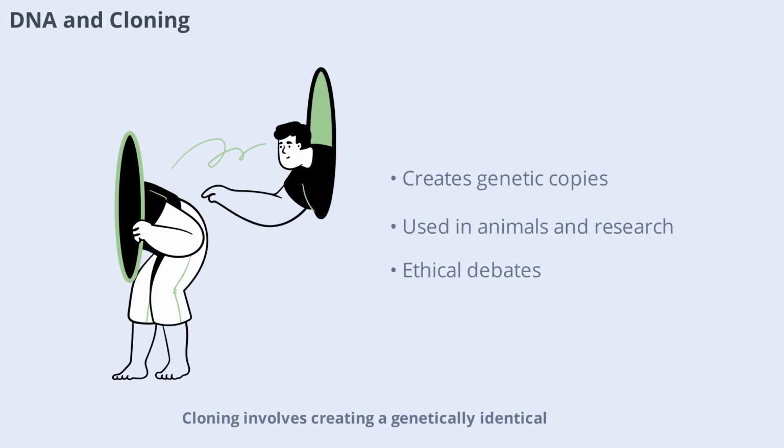Cloning involves creating a genetically identical copy of an organism using its DNA. This process has been used to clone animals like sheep and cows and holds potential for medicine and conservation. However, cloning also raises ethical and practical questions about identity and the limits of science.